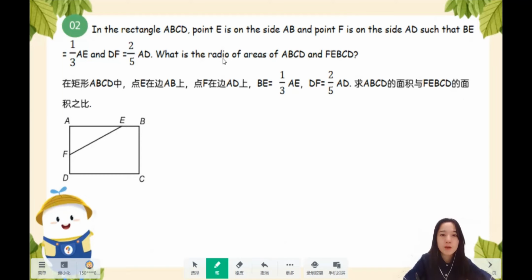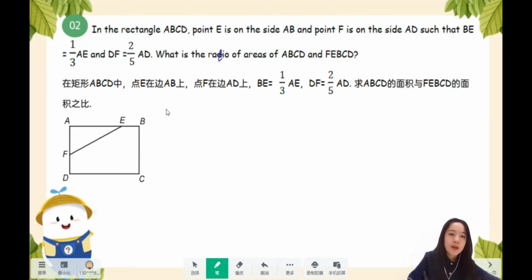So what is, that is the wrong word. It should be the ratio of the areas of ABCD and FEBCD. Now, let's see if we want to know the ratio. In other words, we need to solve the relationship between these two parts. So at least, if we don't know the specific length, we should use the same thing or the same letter to represent these two parts' areas.